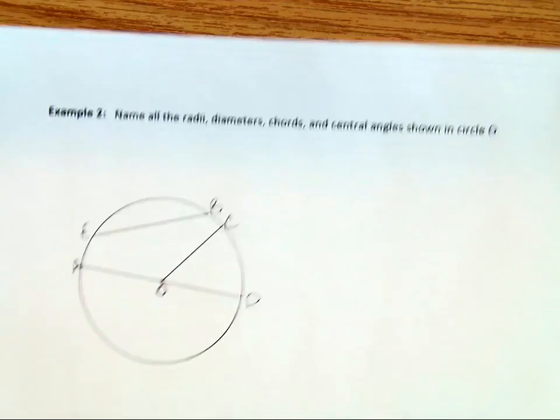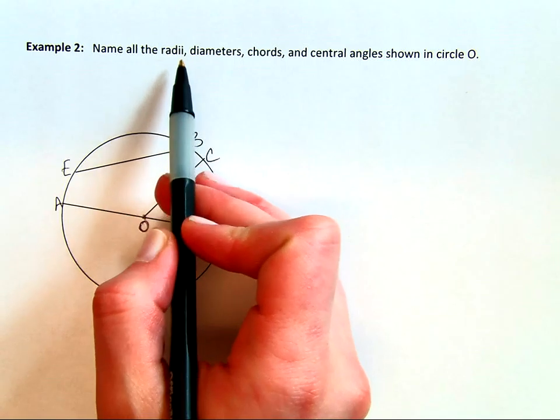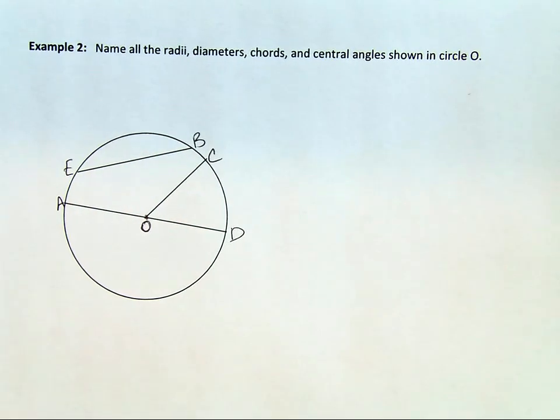Next, example 2 says name all the radii. That's the plural form of radius. So name all the radii. In other words, there's more than one. Diameters, chords, and central angles shown in circle O.